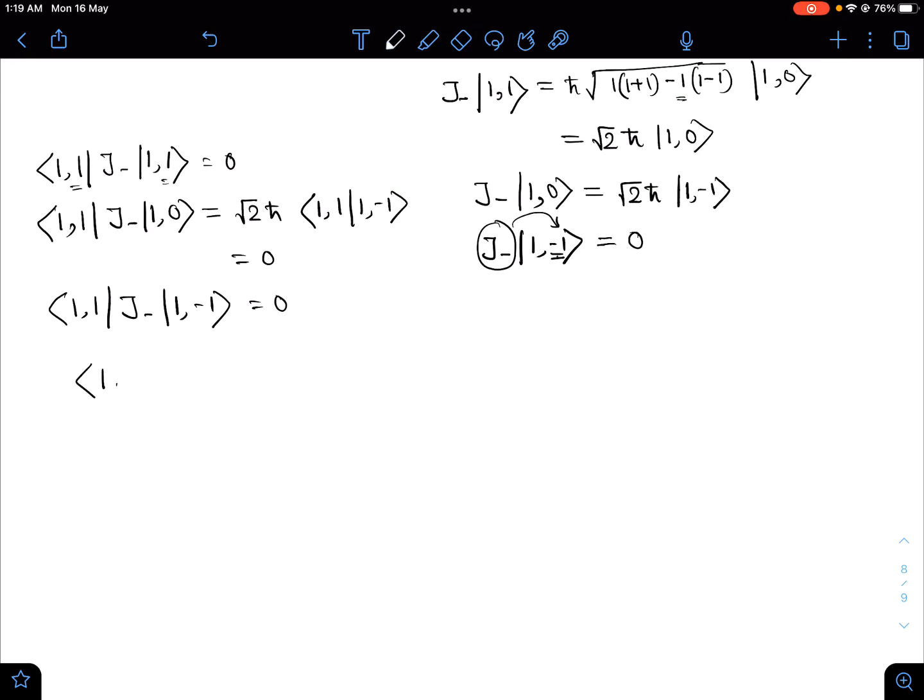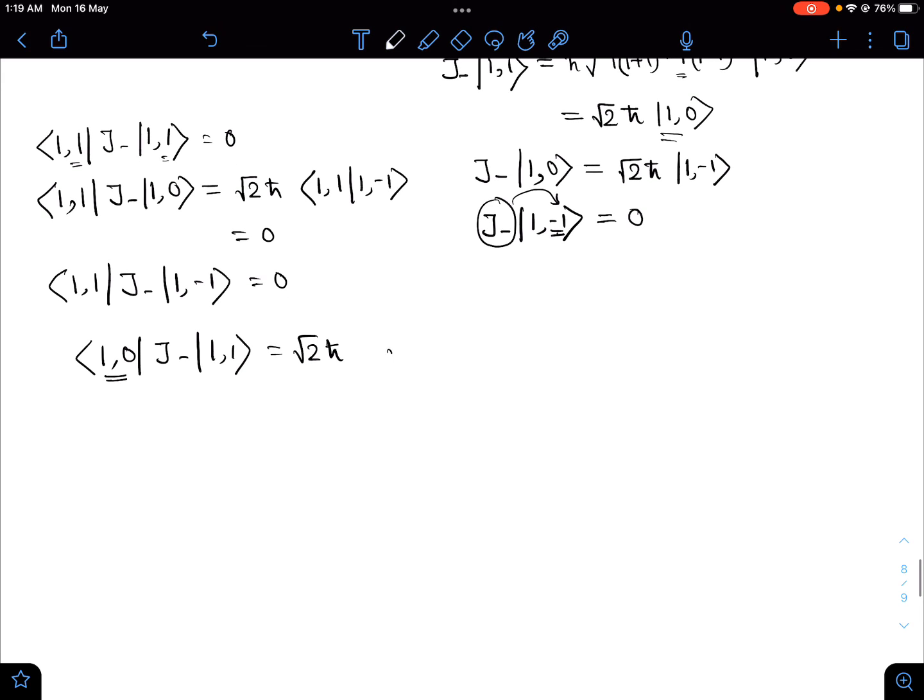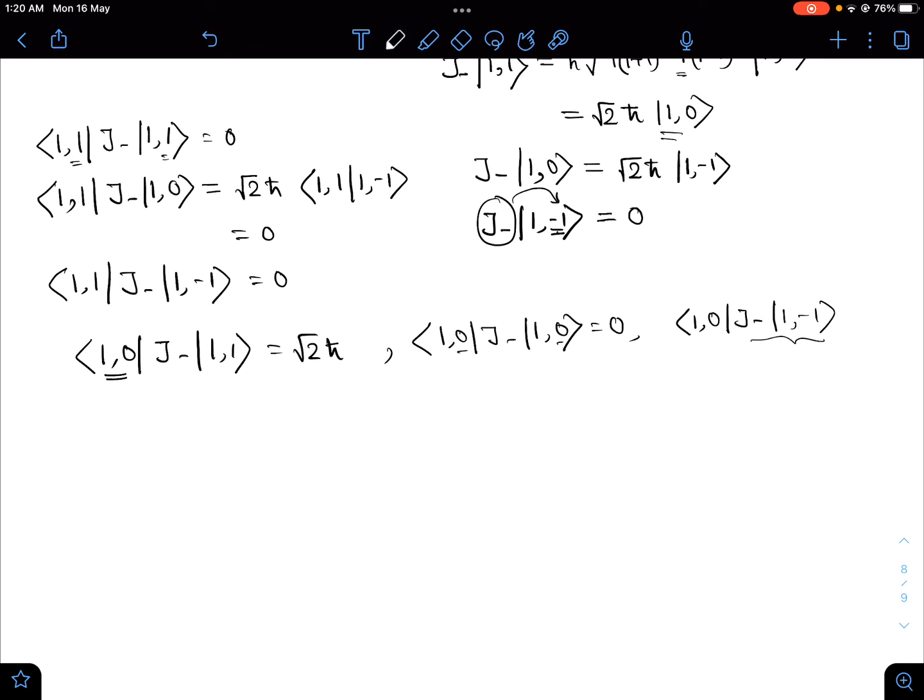Now we have 1 0, j minus 1 1. So j minus 1 1 will give us root 2 h cut 1 0, and we have here also 1 0. So it is root 2 h cut, fine. Then we have the second term of the second row, 1 0. Since these two are the same, we will have this as 0. And for the last term of the second row, we will have 1 minus 1. So this term will give us 0. So that is why it is 0.